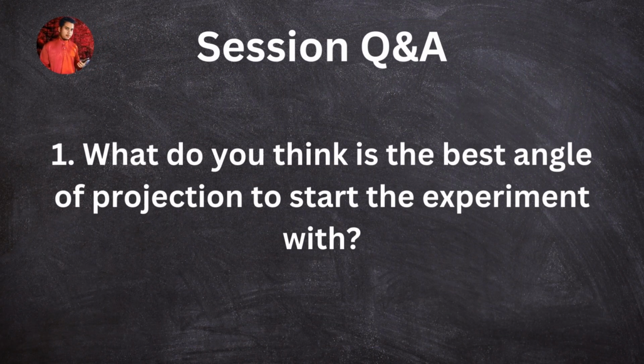Okay, now let's move on to the Q&A session. So the first question is, what do you think is the best angle of projection to start the experiment with? Okay, personally, putting 45 degrees is the best angle for projectile motion. It is because the steel ball is able to stay for a long duration in the air, and this will lead to a maximum projectile range on the x-axis.